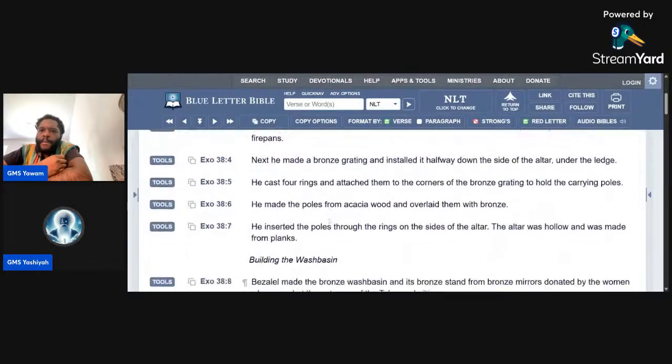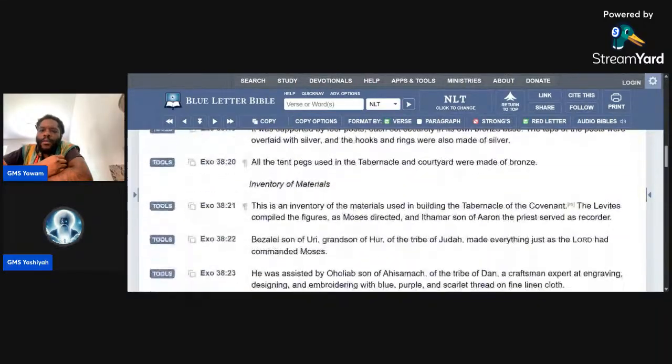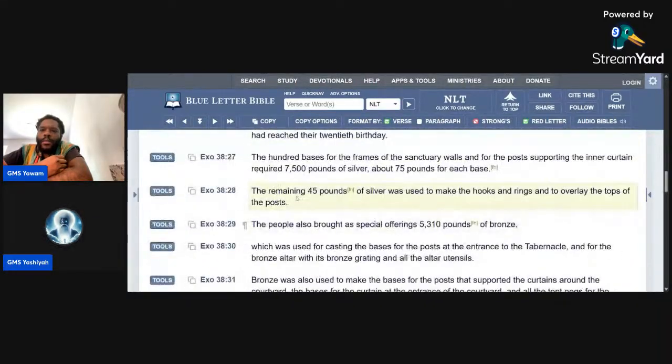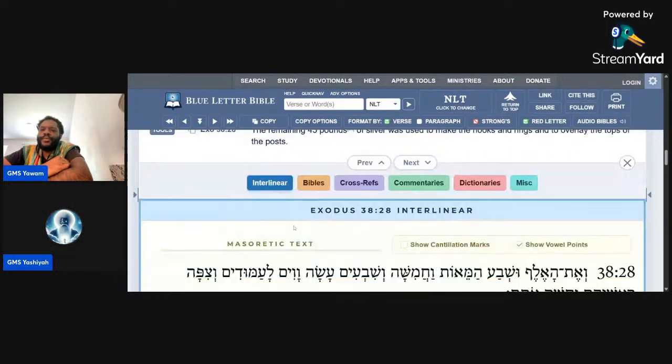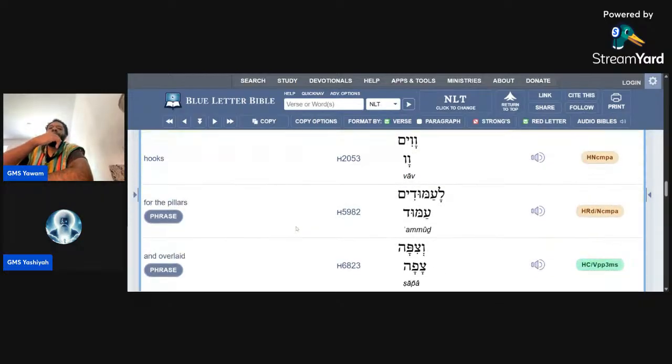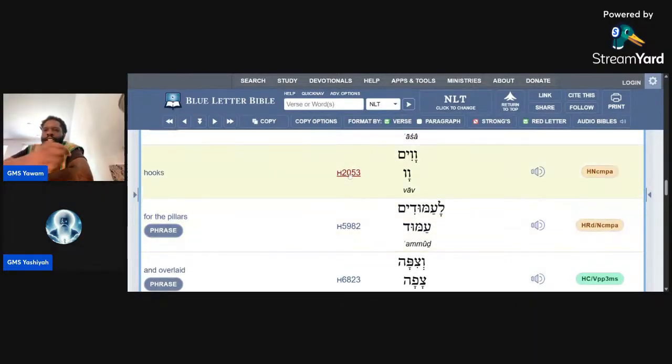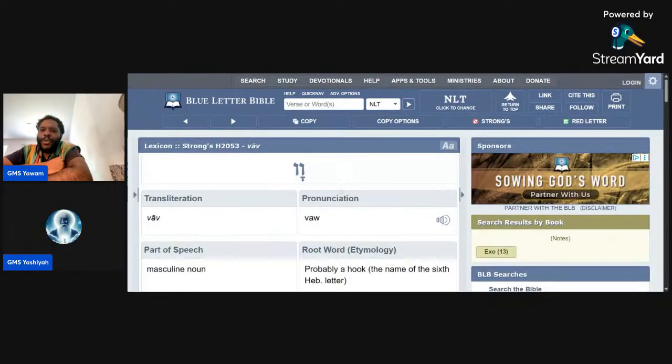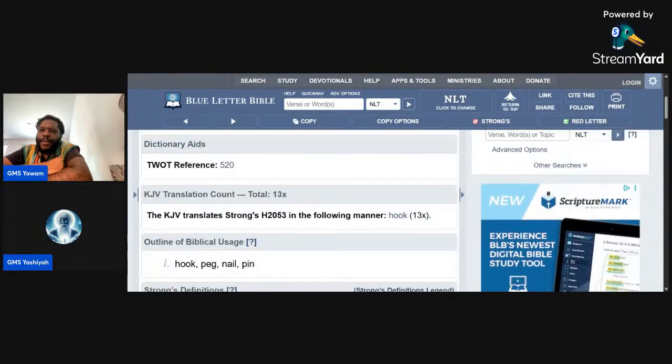So this is Exodus 38:28 in the NLT. It says the remaining 45 pounds of silver was used to make the hooks and rings and to overlay the tops of the posts. Could you get that word for hooks? Because essentially a wa serves as a hook. When you scroll down, it says the name of the sixth letter.